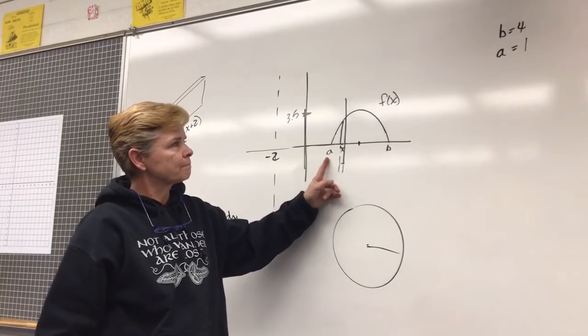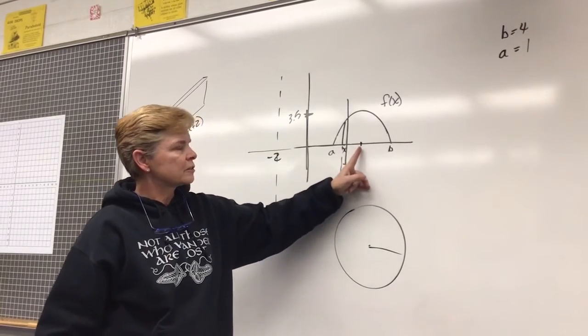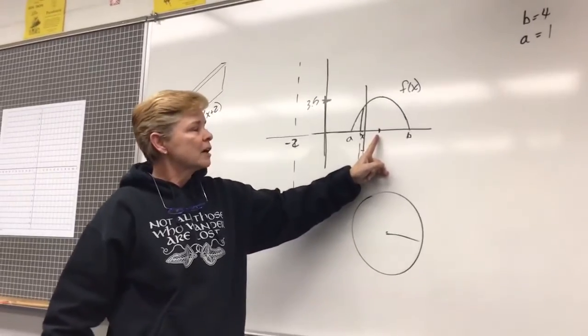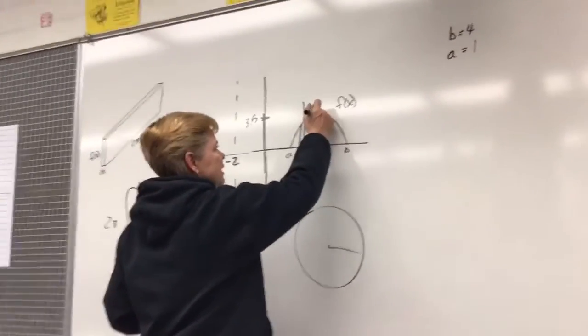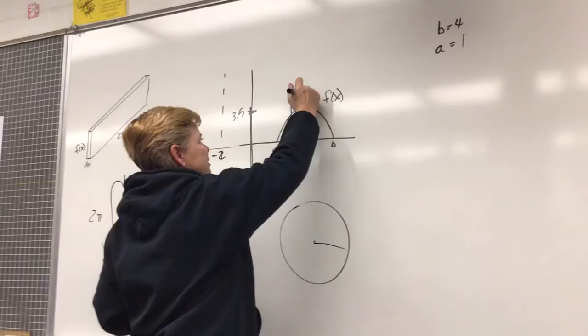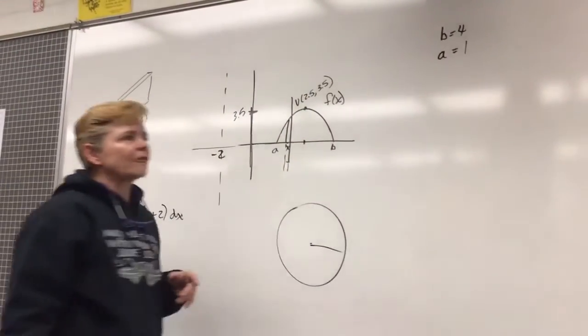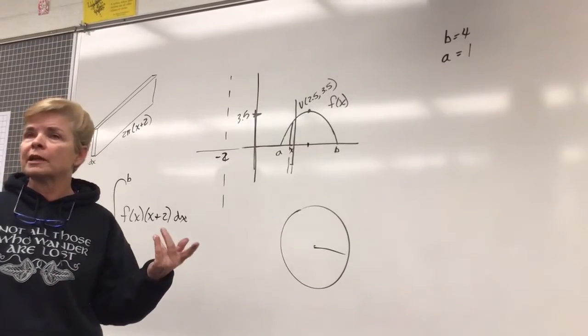This is 1, this is 4. A plus B divided by 2 gives 2.5. Yes. Okay, so this vertex right here is going to be 2.5, 3.5. If we have a vertex for a parabola, how can we use it to write it?